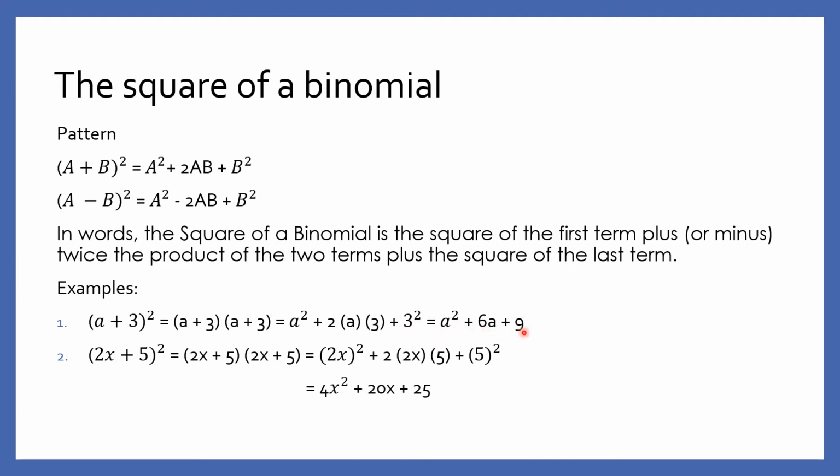Next, number 2. Quantity (2x + 5) squared is equal to (2x + 5) times (2x + 5). Square the 2x. So 2x squared is 4x squared, plus 2 times 2x times 5, that is 20x, because 2 times 2 is 4 times 5, 20x. And then 5 squared means 5 times 5, that is 25. Okay, next.